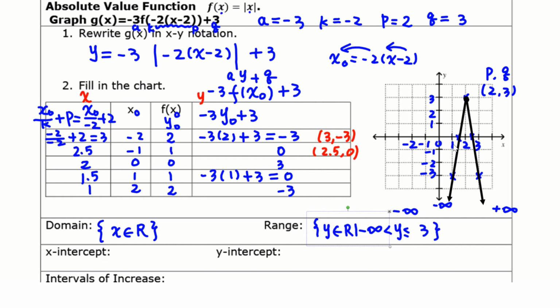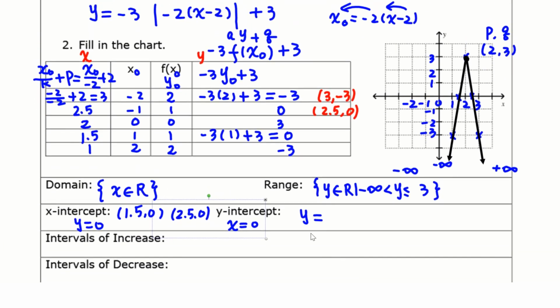So the x-intercept is where y equals 0. We have 2.5 and 1.5. We have two x-intercepts. And the y-intercept is where x equals 0. If you don't have it, we sub in to find the y value. So y equals -3, -2 bracket, 0 minus 2 bracket, plus 3.